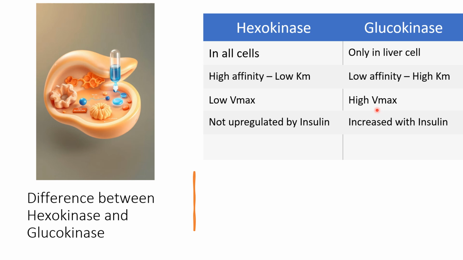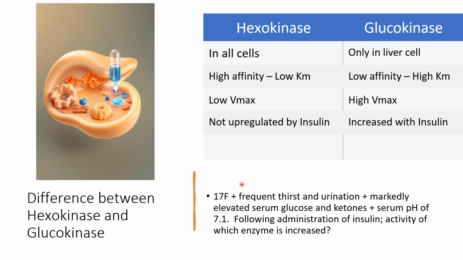The other important factor is that hexokinase is not upregulated by insulin, but glucokinase is increased with insulin. So even though glucokinase has a high Vmax, if the glucose in the blood is high, then what happens? If there is insulin, glucokinase is upregulated and it will take up the glucose into the liver cell. How is this knowledge asked in the question?